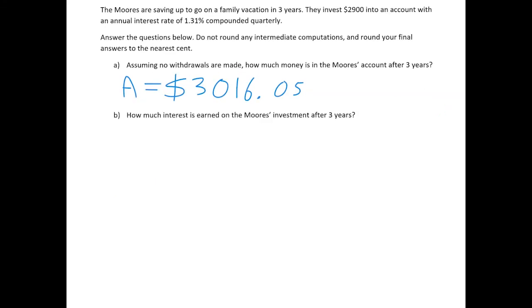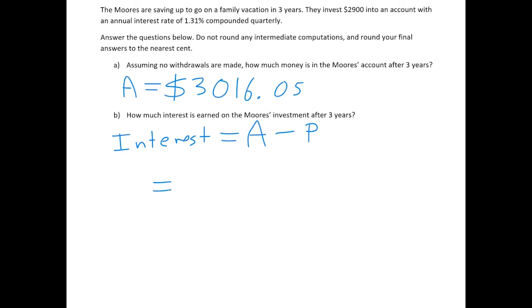Now, part 2 of this problem asks us to figure out how much interest is earned on their investment after 3 years. Remember, the interest is how much money is added to the principal to give us the amount that's in the account. If you want to find out the interest, that's the same thing as taking the amount that's in the account after 3 years and subtracting off the principal. Because if you subtract off the principal, all that's left from the amount is the extra money that got added.